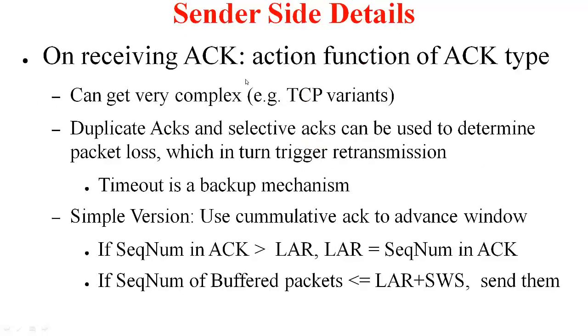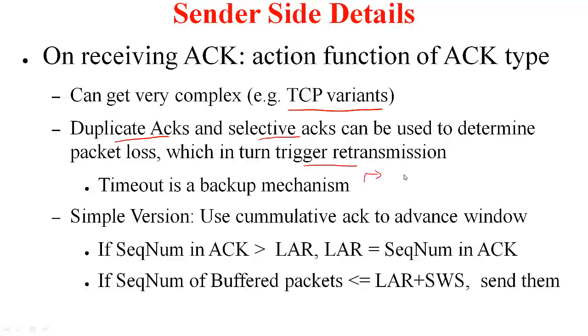On receiving an ACK, whatever action you are going to do is a function of the type of ACK, and things can get very complex. For example, later when we cover TCP, you will see a lot of variants that have different actions for the same ACKs that come. One thing that is common in many of these protocols is that they rely on the type of ACK, either duplicate or selective ACK, to make some sense of packet loss, whether a packet was lost or not, and they try to trigger a retransmission. Timeout is only used as a backup mechanism.